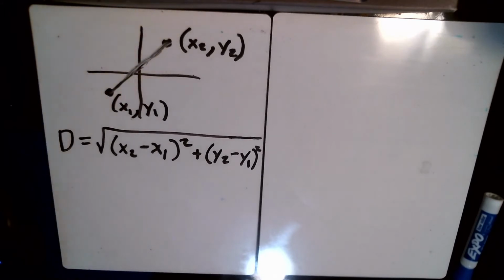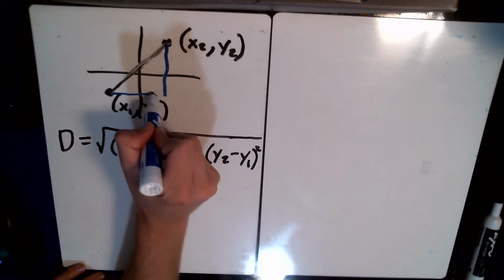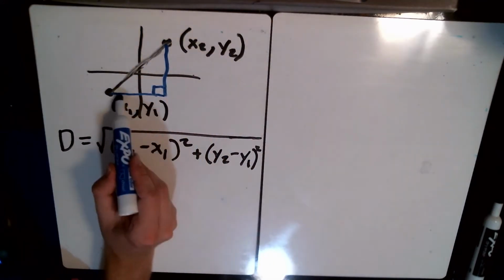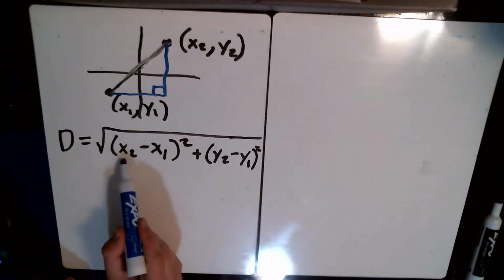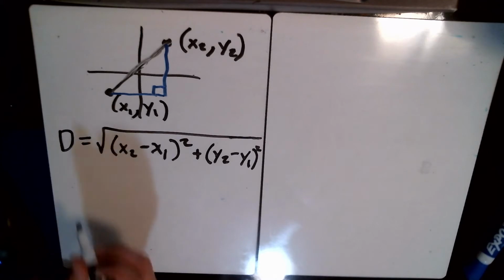Essentially, you can get this formula just using the Pythagorean theorem. If you draw a little right triangle here, these sides turn out being the lengths that you have right here. So essentially, this is just the Pythagorean theorem written in a different way, okay? And so the distance formula helps us find the distance between 2 points. So let's do an example of finding the distance between 2 points.